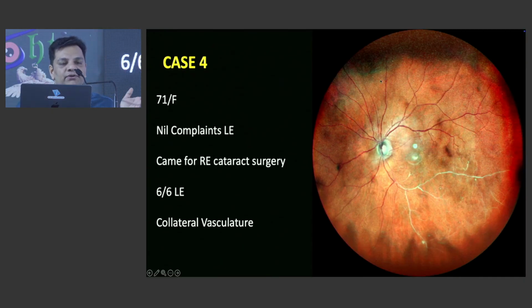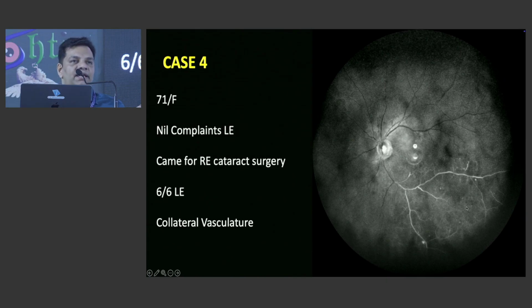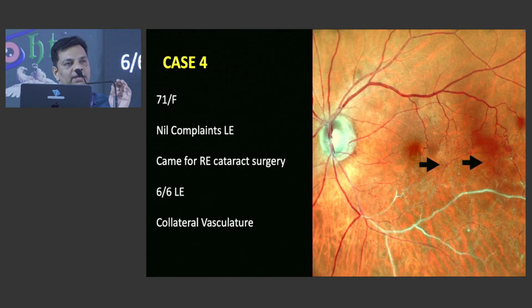Case 4, a 71-year-old female. She was referred for doing a laser. Again, no complaints in the left eye. She came for right eye cataract surgery. 6/6 vision in the left eye. Again, you can see these ischemic, sclerosed vessels. But I tried searching for NVD, NVE. There is none of that, and there was no NVI also.